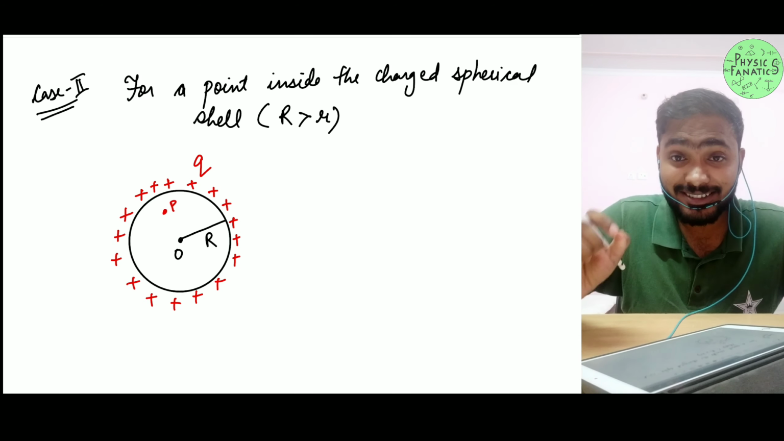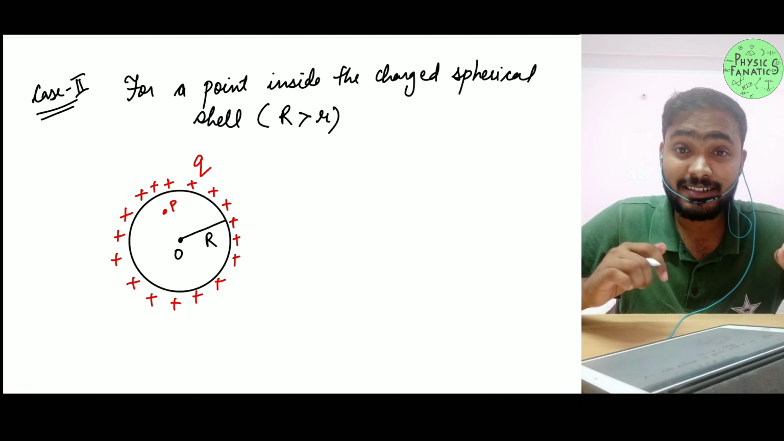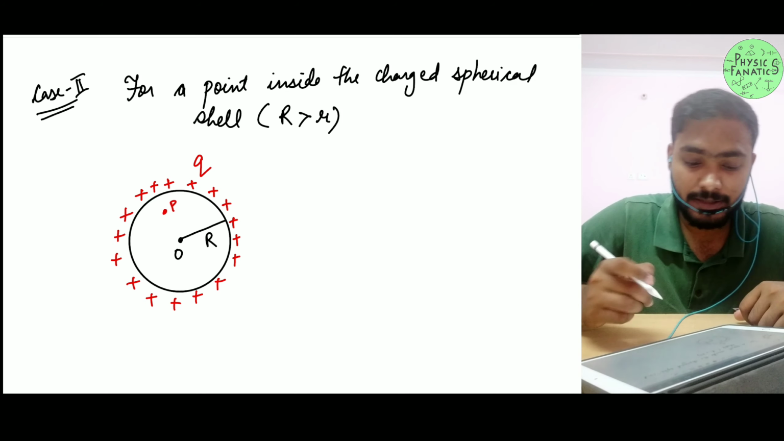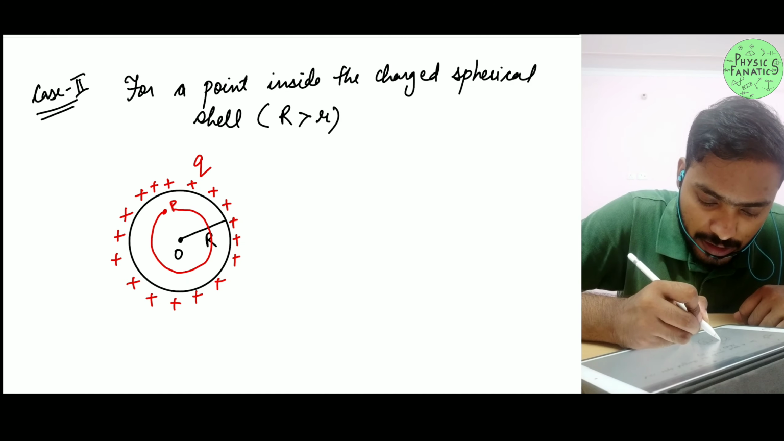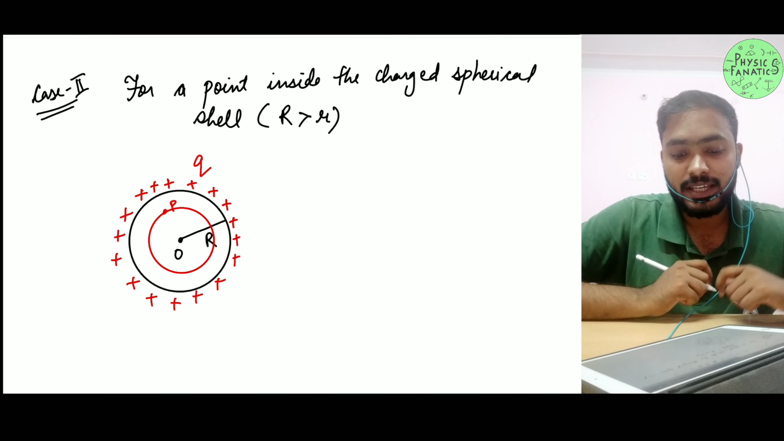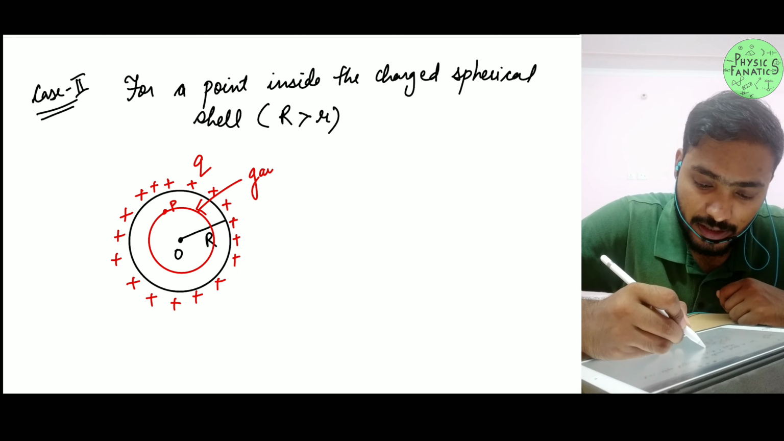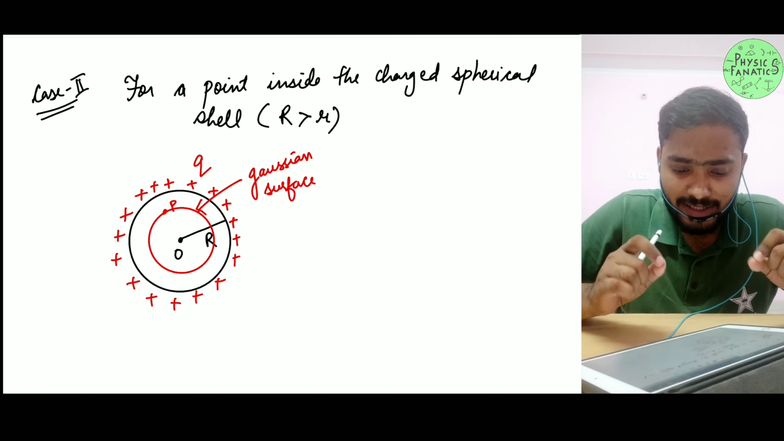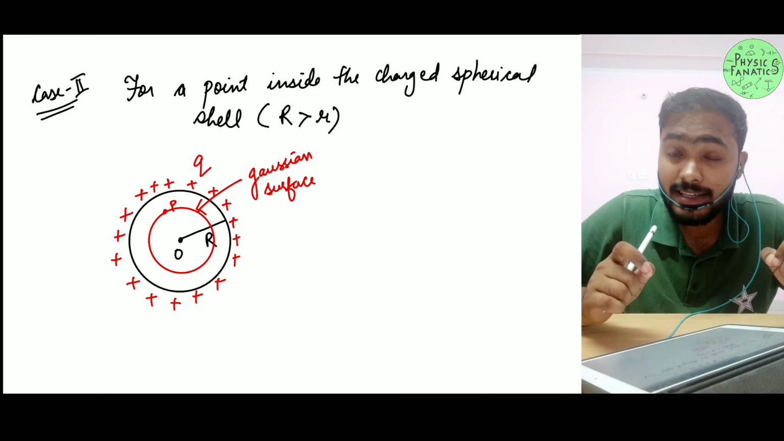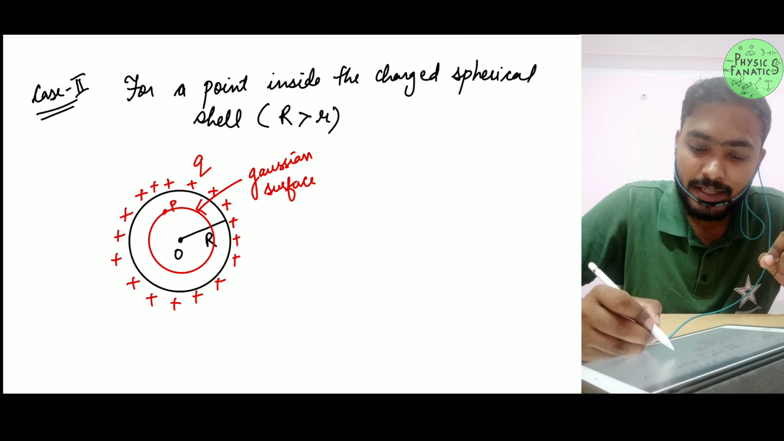Again, you have to make a Gaussian surface. This time I will make the Gaussian surface inside, such that it includes the point P. So I will make a Gaussian closed surface, again a sphere, which includes my point P. Yes or no? Great. So this is my Gaussian surface. Now you have to understand here, do you see any charge inside? No, there is no charge inside. Keep that in mind.